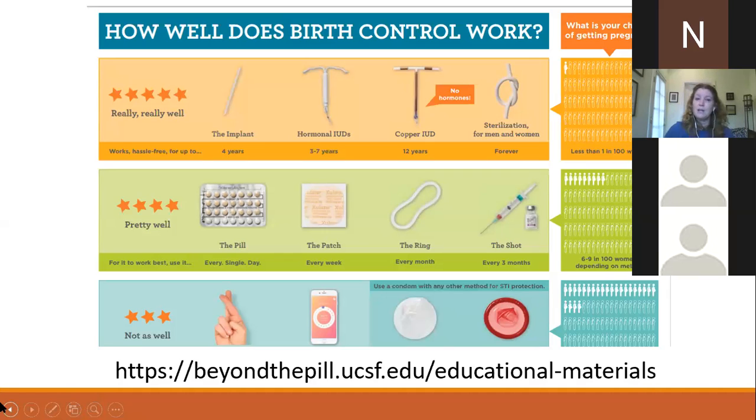The next tier, they're good, but they're less effective because they need help in working. So you have to remember to use them. So then you have the pill, the patch, the ring, and the shot. And then the lowest tier are things like fertility awareness or condoms, either internal or on the penis, and withdrawal. Withdrawal is a method that you always have access to. And so these are less effective, but they're very easily available.